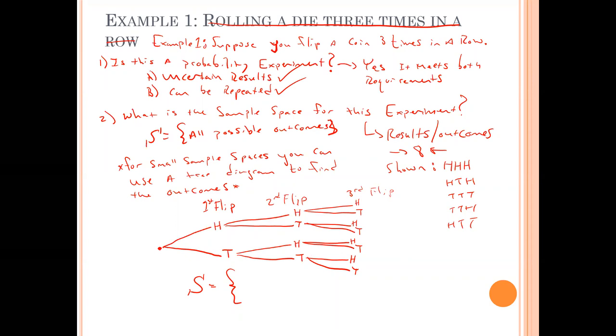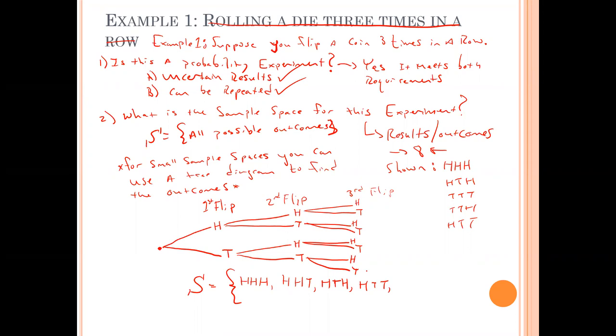So the first branch is head. The next branch is head, then tail. Can anybody tell me what the next branch is? Head. Tail, head, yeah. And then the final branch that begins with the head is head, tail. Was it confusing about how to read the branches or how to construct the tree?